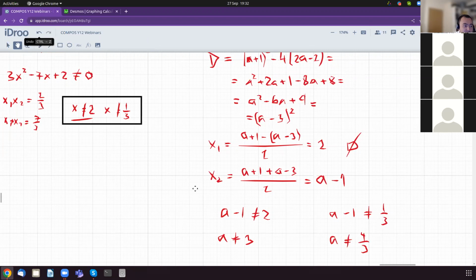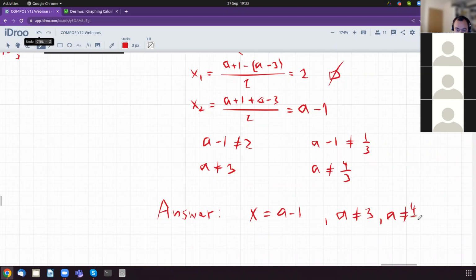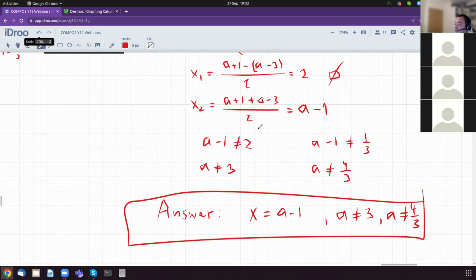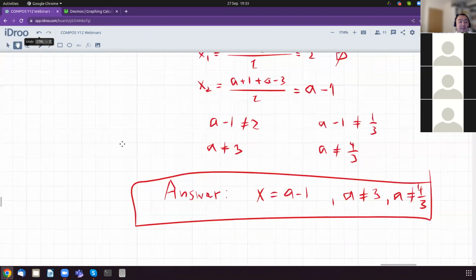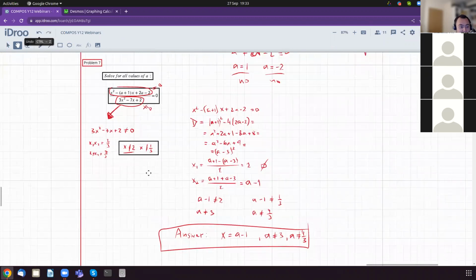So the answer to this question: x equals 2 is not a solution. So x equals a minus 1, but a is any number except 3, and a is not equal to 4/3. This is the kind of answer you need to give to the problem in the assignment, which is very similar to this one. How well do you understand problem 7? Please let me know.